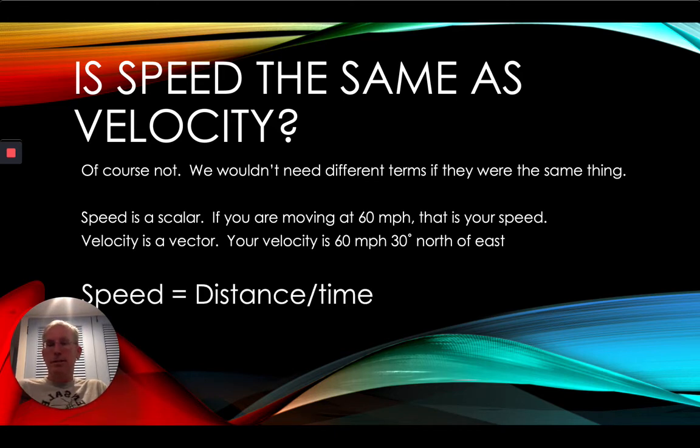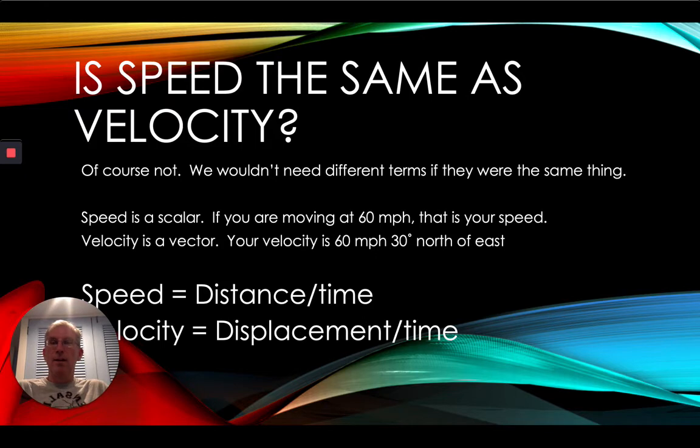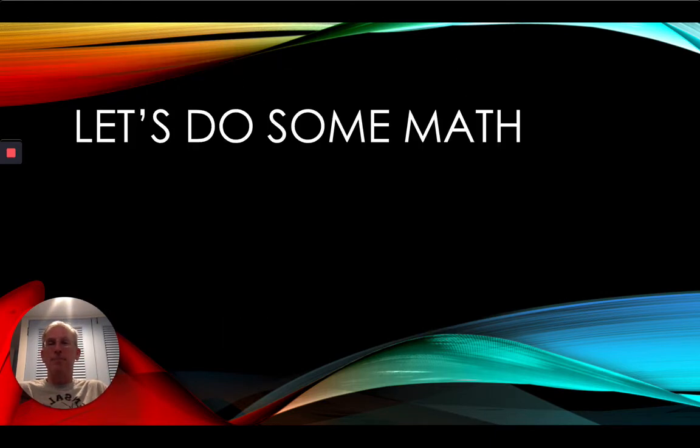Speed is just distance divided by time. When we say miles per hour, I'm saying my distance in miles and my time in hours. Velocity is displacement over time. So what's my change in position, end minus beginning, divided by my time? So let's do some math. Speed is equal to distance divided by time.